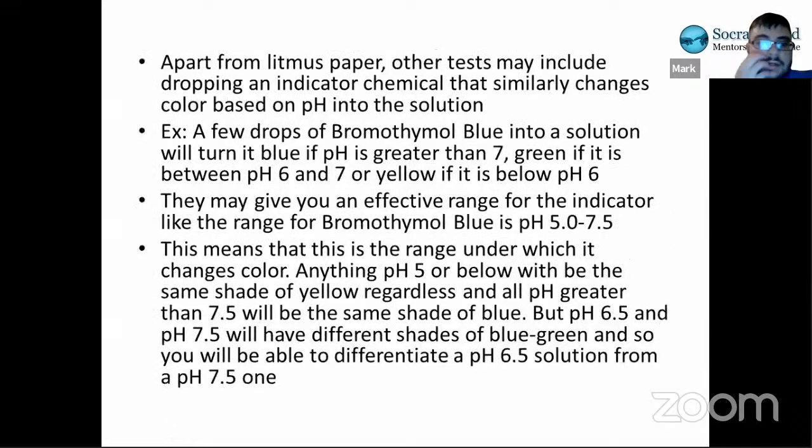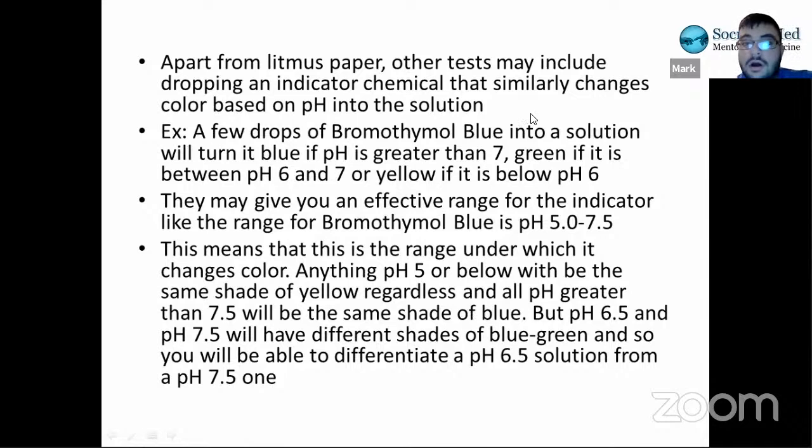A more complicated and I would say a more useful test from litmus paper is an indicator chemical, right? We also use these commonly. So the paper, I believe usually it's blue. I believe litmus paper is usually blue, but it can really be any color, and as long as it changes color, it's okay, but usually I think they're blue. Apart from litmus paper, other tests may include dropping an indicator chemical that similarly changes color based on pH into the solution. However, instead of a piece of paper, it's actually like a chemical, almost like a food dye that you drop into your solution.